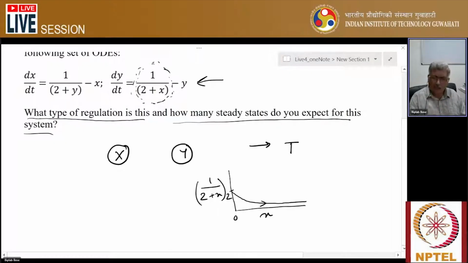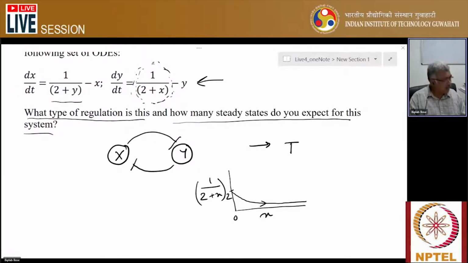It is not a Hill function, but it is similar to that, isn't it? So it is decreasing. It will not be a rectangular hyperbola, I'm just drawing it arbitrarily. So that means x is inhibiting y, right? Now you do the first ODE, that is also a similar thing. The only thing is now it is for x and you have 1 divided by 2 plus y. That means in this case y inhibits x. So now you have two negations.